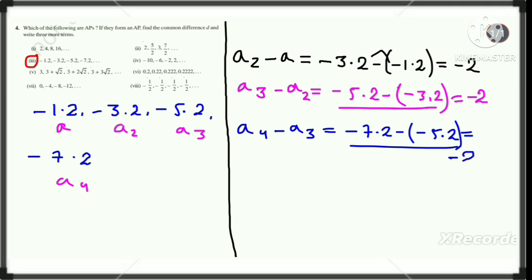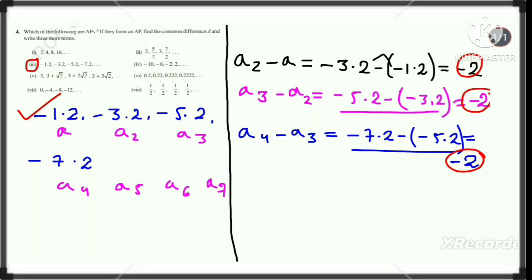Okay, let's write here minus 2. Okay students, in this way we came to know the difference between each term is common or same, that is minus 2. So we can say that it is an AP. Now according to the question, we need to write 3 more terms, that is we need to find A5, A6 and A7, right? For that we simply add the common difference to consecutive terms, right?